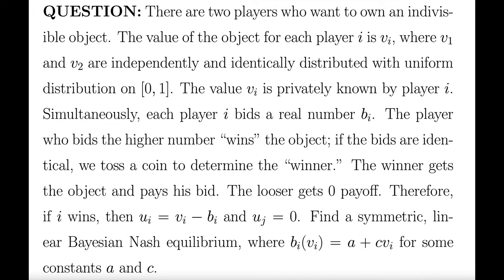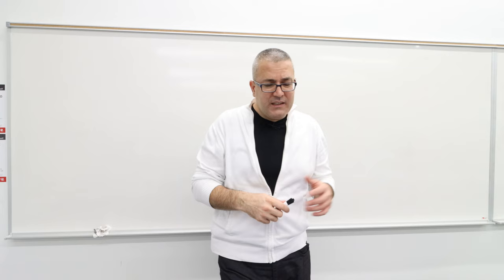So if player i wins, then his von Neumann-Morgenstern utility function is U_i, which is equal to V_i minus B_i, and U_j is equal to zero, the player who loses. Find a symmetric linear Bayesian Nash equilibrium where B_i(V_i) equals A plus C times V_i for some constants A and C. This is a classic, standard auction problem.